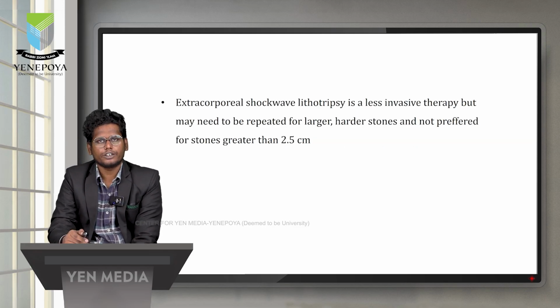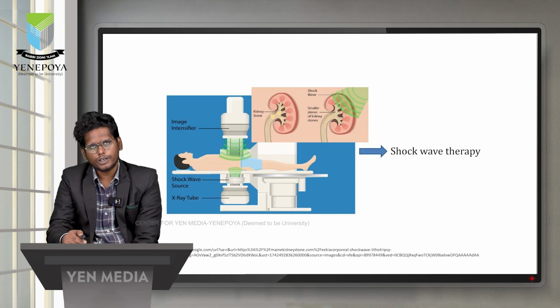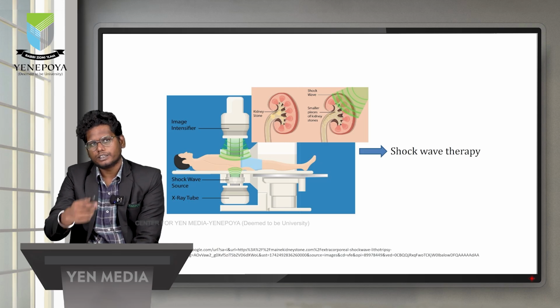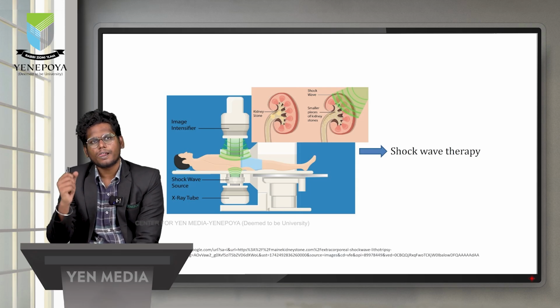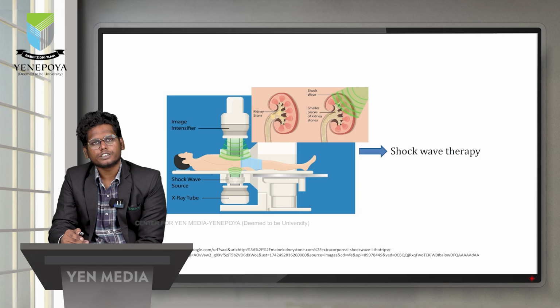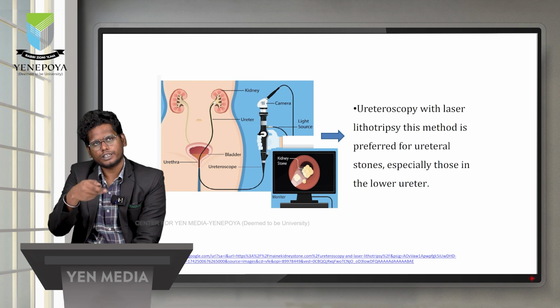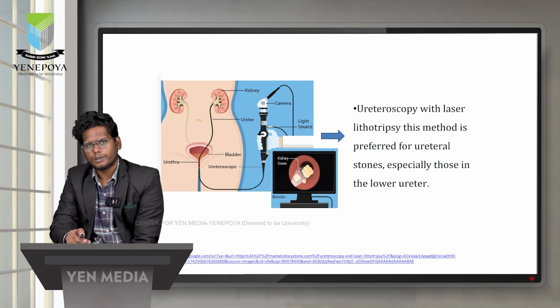Extracorporeal shock wave lithotripsy is a less invasive therapy, but may need to be repeated for larger stones, and it is not preferred for stones greater than 2.5 centimeters. This is how shock wave lithotripsy is done. The patient is kept in a supine position, the kidney stone area is identified, and sound waves are used to break the stones. Then there is ureteroscopy. It is a method preferred only for lower ureteral stones. How it is done: the scope is sent into the lower part and helps in the removal or fragmentation of the kidney stones.